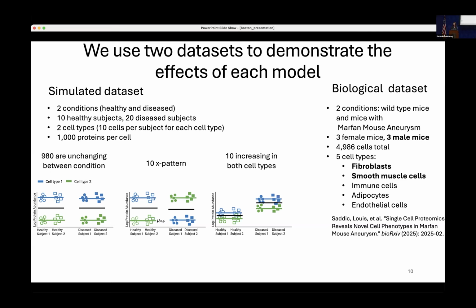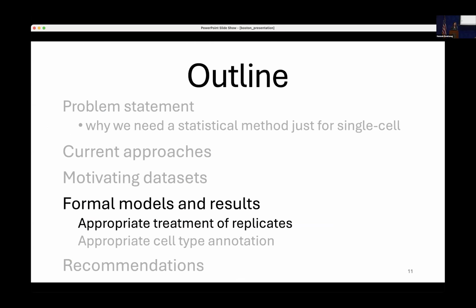We have 3 female mice and 3 male, but here I'll just be showing results for the male mice. 5,000 cells total and 5 cell types, but in this we only annotate the fibroblasts and the smooth muscle cells. All right, let's get into the results.